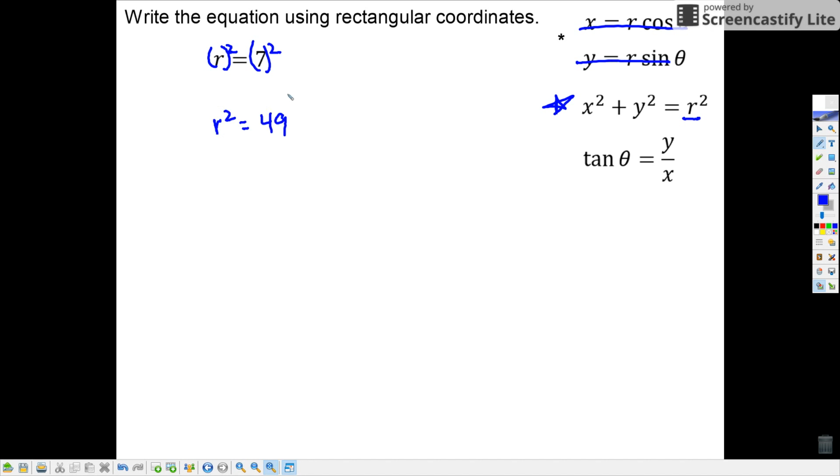Now you'll notice now we have a really easy conversion. We just need to go ahead and substitute x squared plus y squared in for the r squared. And then we'll have our final answer, because everything will be in terms of x and y. And there you have it.